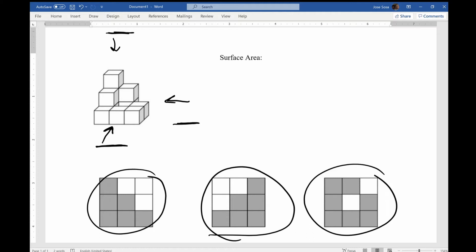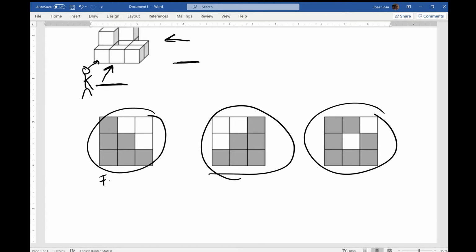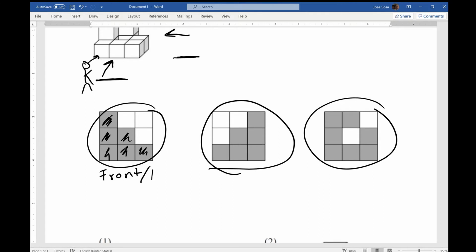Well, let's pretend that I'm right here, and I'm looking at the front, which we'll call this part the front. Okay, well, if I'm looking at it, then obviously to find the surface area of the front, I just need to count 1, 2, 3, 4, 5, 6. Now I have to keep in mind that there is not just the front, but then there's a back that is exactly the same as this. So it's 6 plus another 6, or 6 times 2, which is 12.